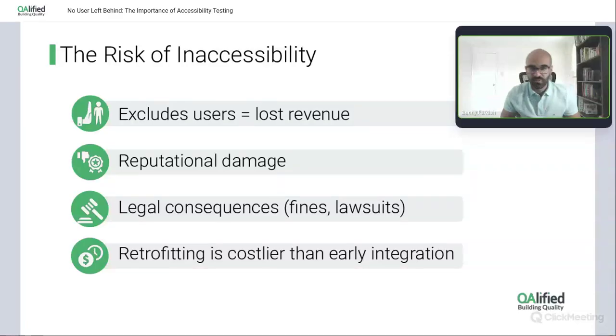And that is what becomes the risk of inaccessibility. So it's going to cause you reputational damage, legal consequences, and you don't want to deal with that. And you want to make sure from the very beginning of the SDLC process that we just mentioned to think about accessibility of your product.